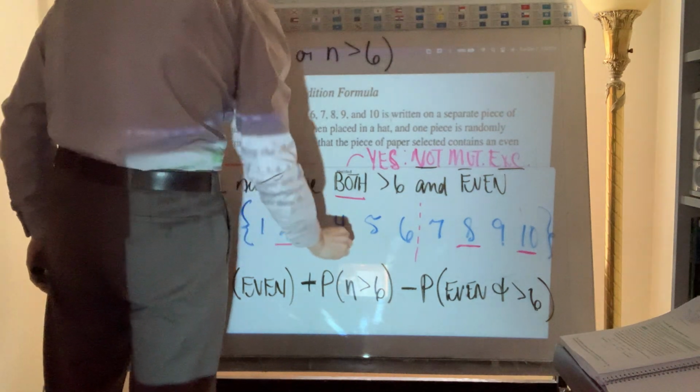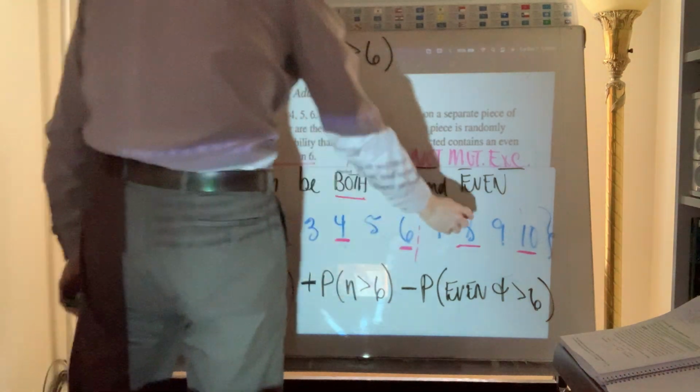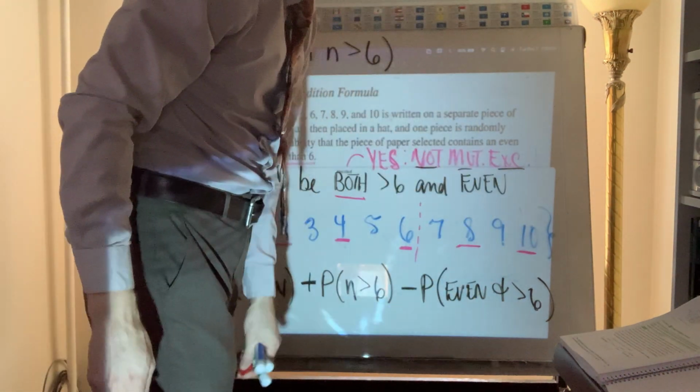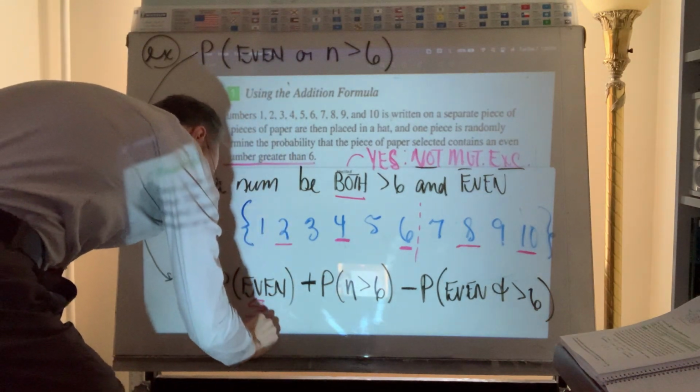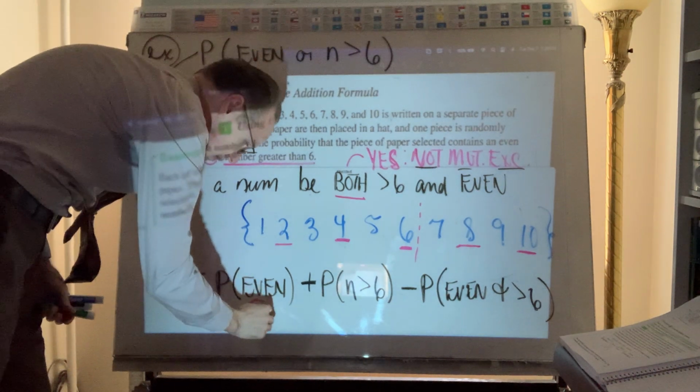This is an even, that's an even, that's an even, an even and an even. So there's 1, 2, 3, 4, 5. Right? So that means for this fraction it would be 5 out of 10 things, right? It's kind of a sloppy 5, but hey.